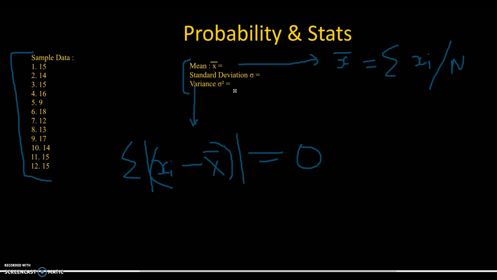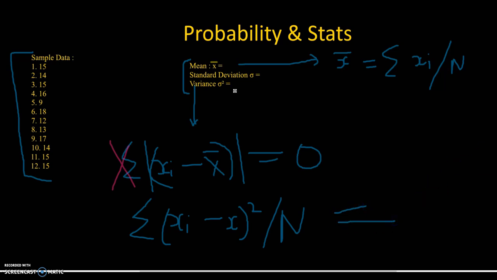So instead of this, we use the idea that we sum the square of deviation and divide it by total number of samples and call this our variance. Variance is denoted by sigma square, and standard deviation is simply the square root of this. Now there are some simple techniques you can use to find these.